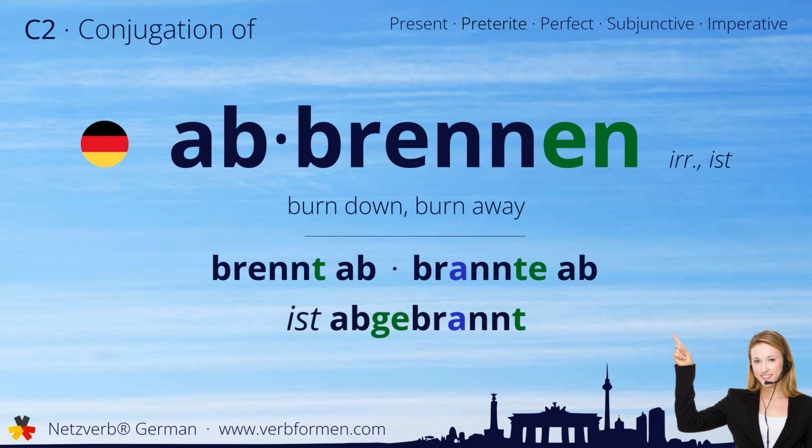Today we're going to learn how to conjugate the German verb abbrennen. Watch and listen to the forms carefully. Let's start with the stem forms. Brennt ab, brannte ab, ist abgebrannt.